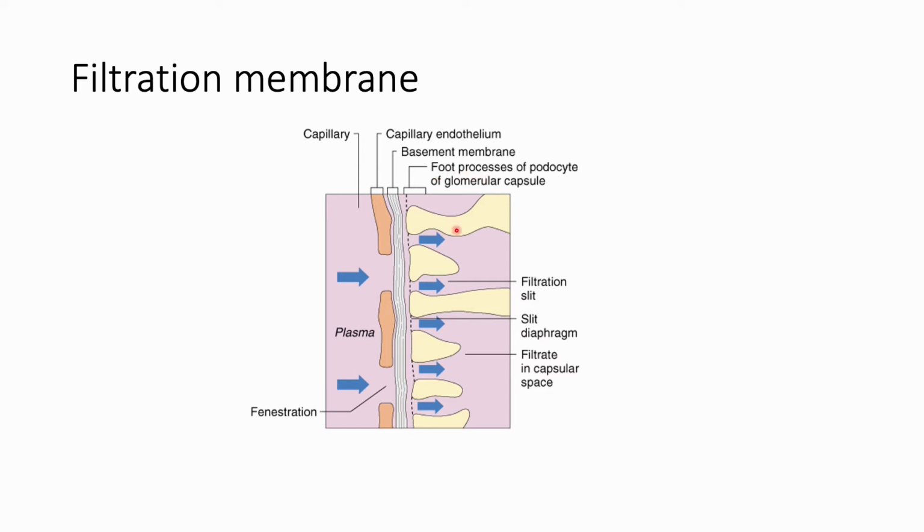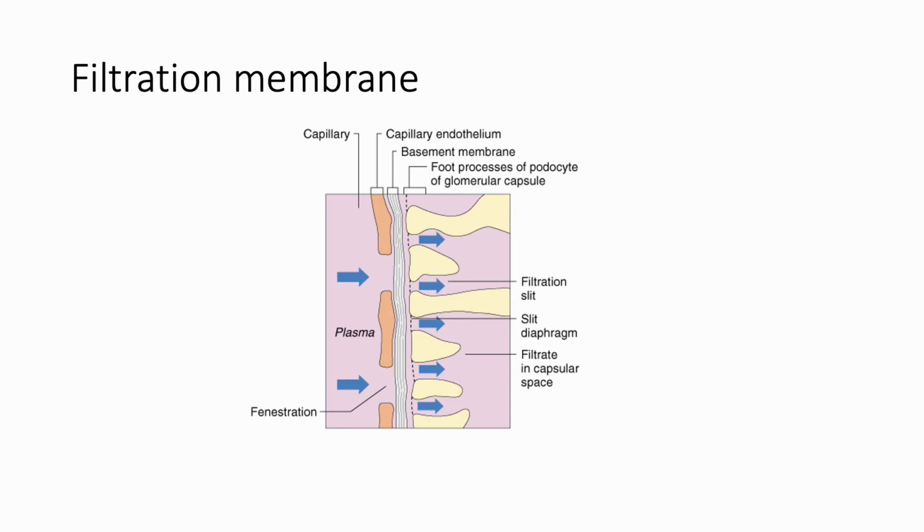So here we can see the enlarged view. This is the capillary, and this is the endothelial lining or the capillary endothelium. Then we have the thick basement membrane. These are the foot processes of the podocytes of the glomerular capsule, and in between the two we have the filtration slits, and these slits are covered by slit diaphragms, and this space is the filtrate in the capsular space.